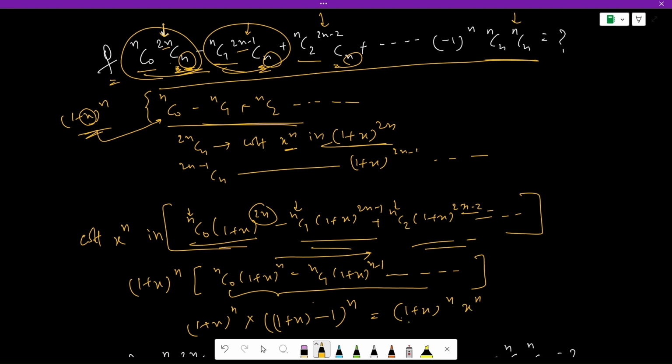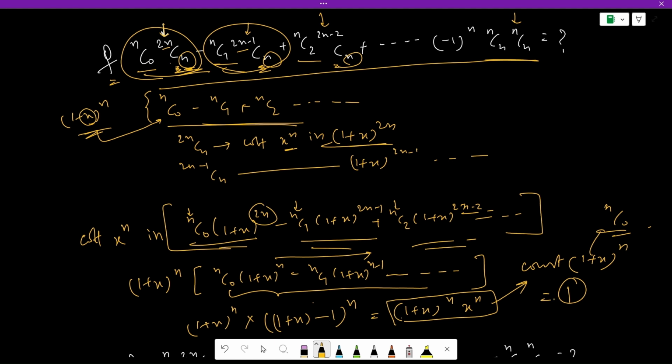Now the coefficient of x raised to the power n in this is equal to the constant term of (1 plus x) raised to the power n, and the constant term is 1, right? That is the nC0 part, the constant value. So 1 is the answer to this question.